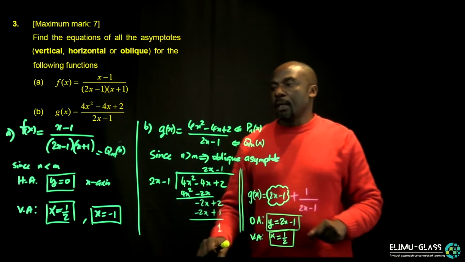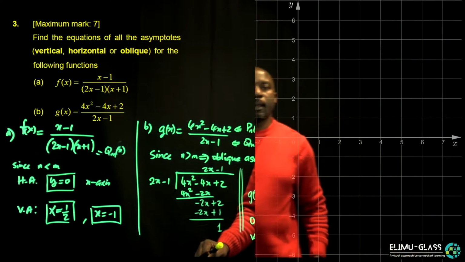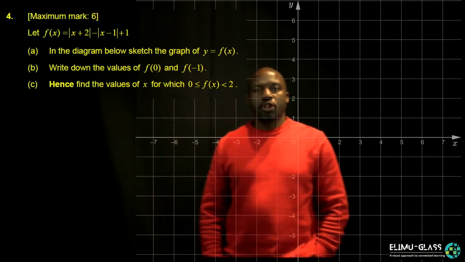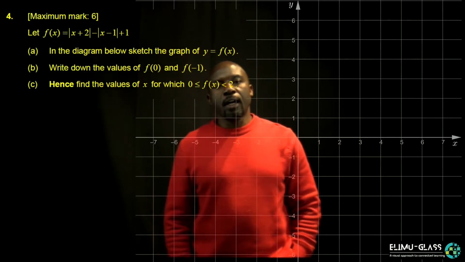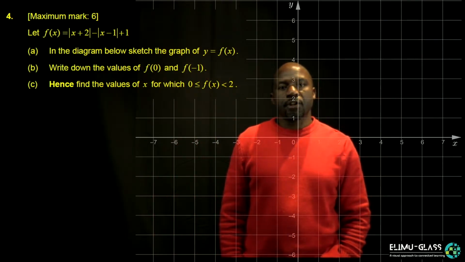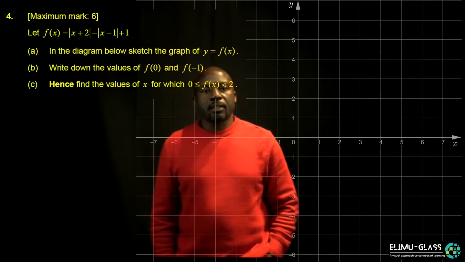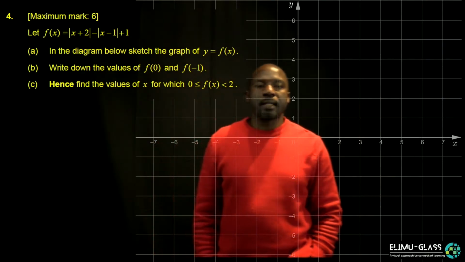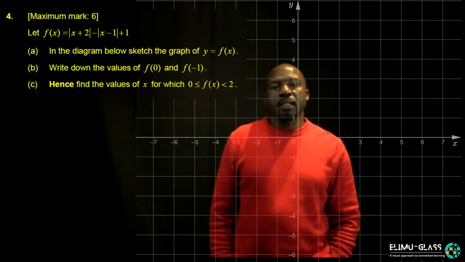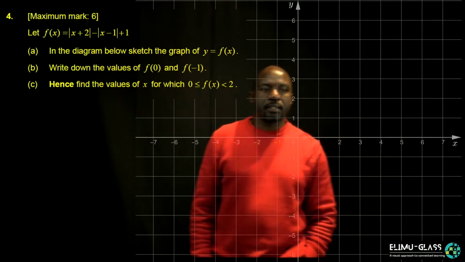Okay, let's now move on to question number 4. So here is question number 4. This is an absolute function. f of x is |x plus 2| minus |x minus 1| plus 1. Part 1 is asking you to sketch the graph on the grid that is provided.